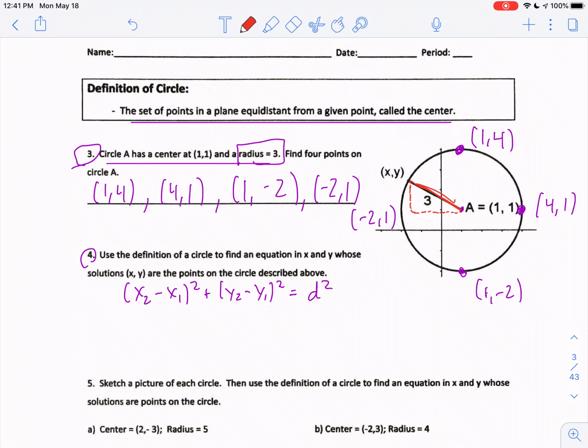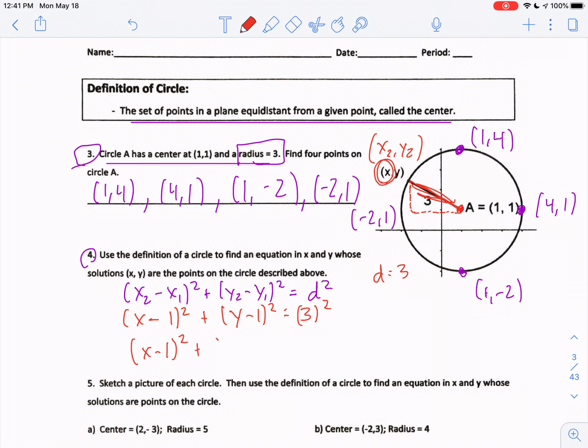All right, so we know one of the points. I'm trying to get this x, y. One of the points is 1, 1. So let's plug that in. This is x2, and this is y2. So I'm just going to plug it in here. So it'll be x minus 1 squared plus y minus 1 squared equals... so what is the distance officially? The distance is d equals 3, right? So 3 squared. Simplifying this a bit, x minus 1 squared plus y minus 1 squared equals 9.